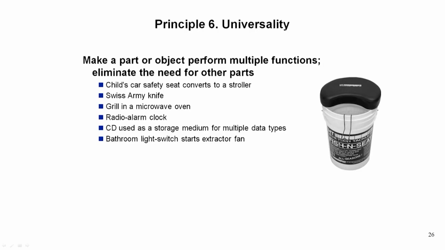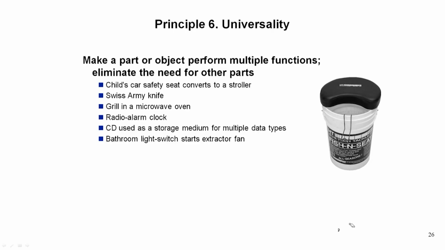Principle 6 talks about universality. Make a part or object perform multiple functions, eliminating the need for other parts. See, for example, I have again this pen, the tip of it actually writes something here, and the bottom part, the end of it, actually has an eraser in it, which you can use to erase this whole thing. I can erase. So, that means it has this property of universality in it.